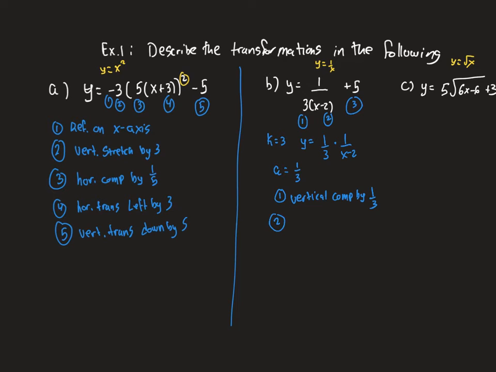2, I've got a negative 2 on the inside, so because it's negative, I know this is going to be a horizontal translation right by 2. And then finally, a vertical translation up by 5.